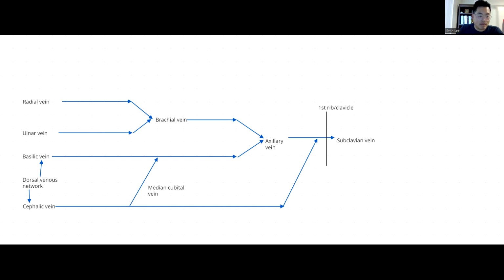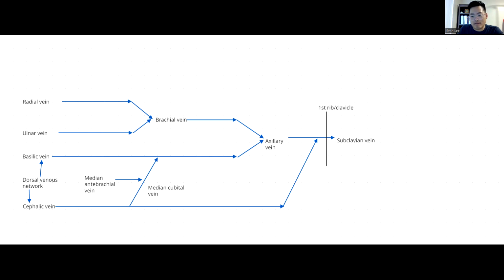But then also there's a vein that goes into this right here, or towards the end. It depends on the person, but I'll just put it here just for simplicity's sake. That is going to be called median antebrachial. So not median cubital, but median antebrachial vein. And remember, brachial was arm, median antebrachial is going to be forearm. So this is as far as we've gone so far.